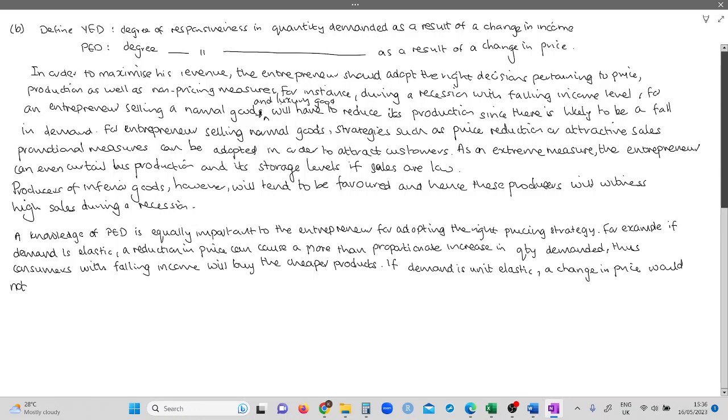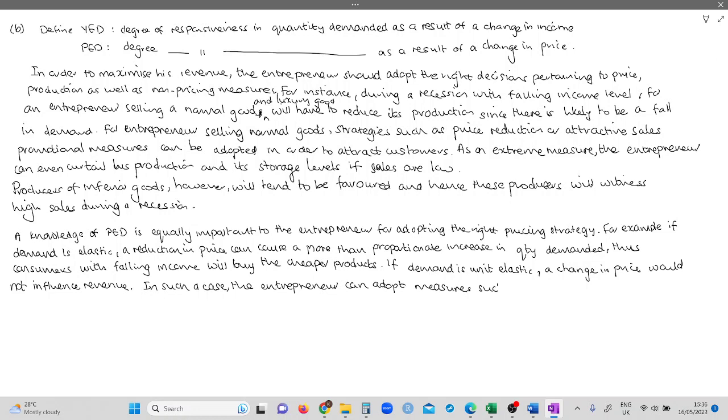A change in price would not influence revenue. In such a case, the entrepreneur can adopt measures in order to boost sales, measures such as sales promotion, small discounts, additional gifts, etc. Or even advertising, etc.